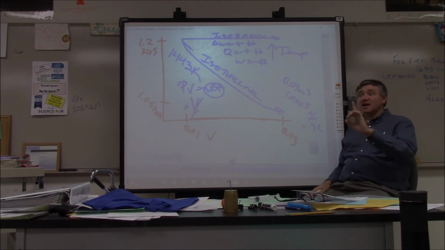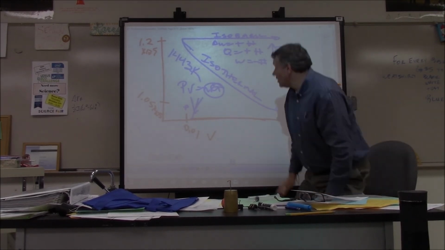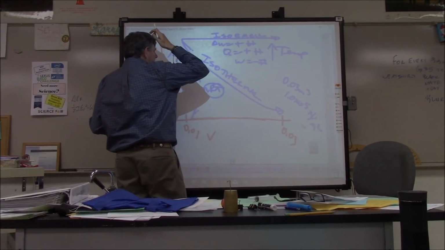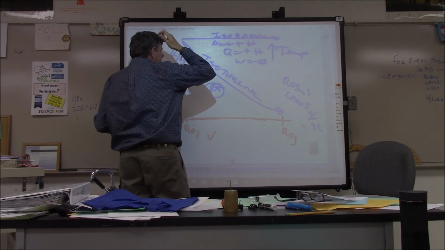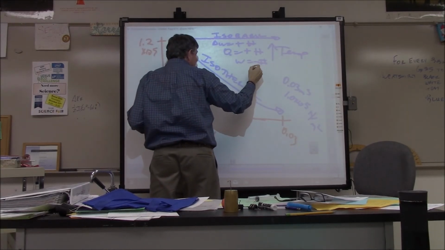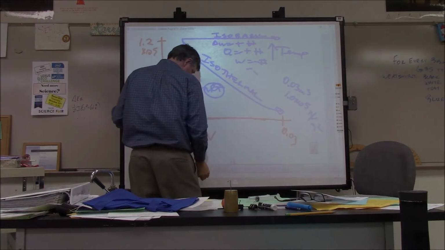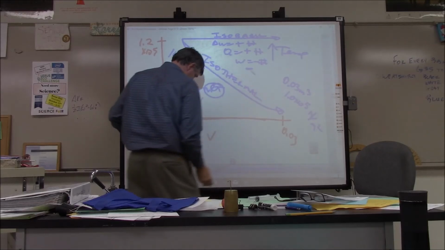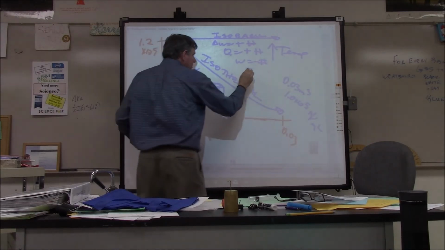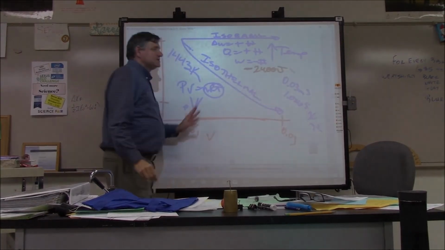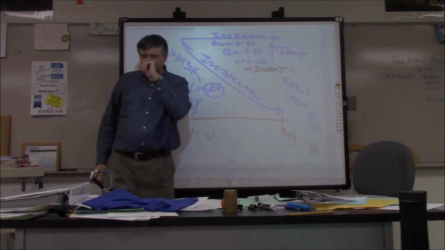Now again, do not touch a calculator. So this work up here, what was the work up here? Negative 2400? From when we did the isobaric. Was that work negative 2400? Yes, I think so. It was 3600 and it made 60. Negative 2400 joules.